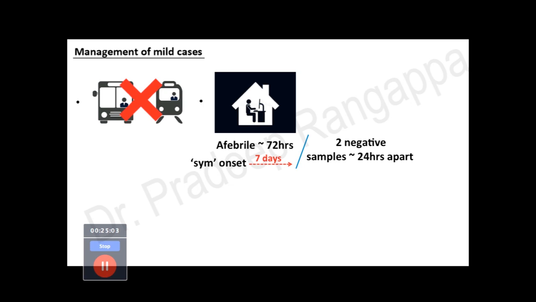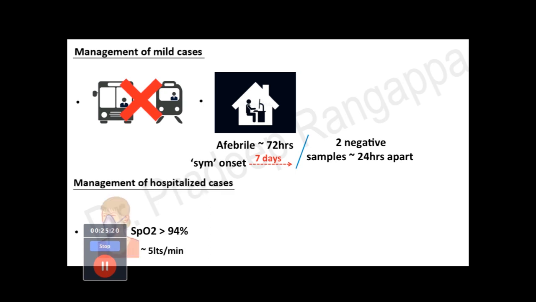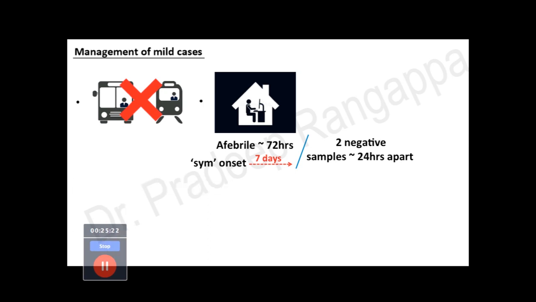So I would say 14 days is what is generally accepted. So once they come positive, 14 days they have to be quarantined, and they have to be made sure that the samples are negative. Two consecutive samples done 24 hours apart are negative. Okay, so that's about the mild cases.